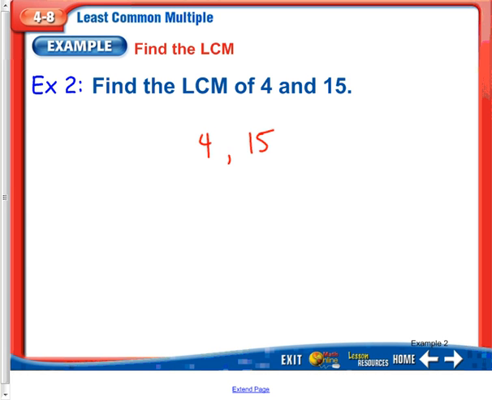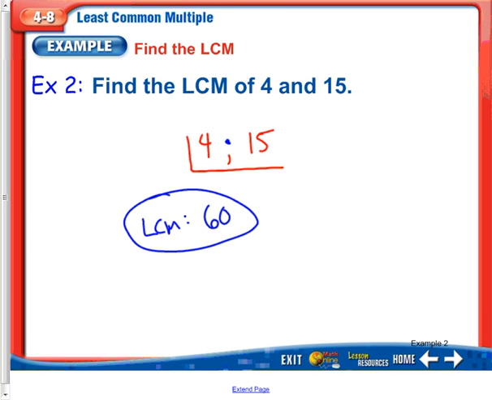So we'll write those two numbers into our L method. And when I'm thinking about this, okay, 2 can go into 4 but not 15, and 3 can go into 15 but not 4. So there's really no numbers that go into both of these. And if that ever happens, the least common multiple can simply be found by multiplying these two numbers together. So 4 times 15 is 60, and the LCM of these two numbers is 60.